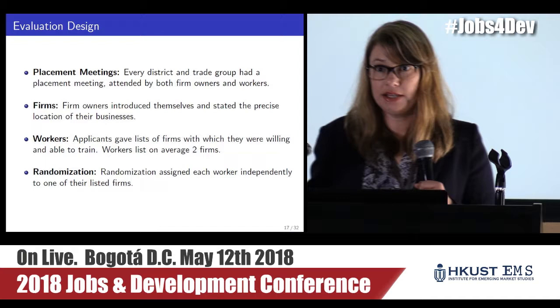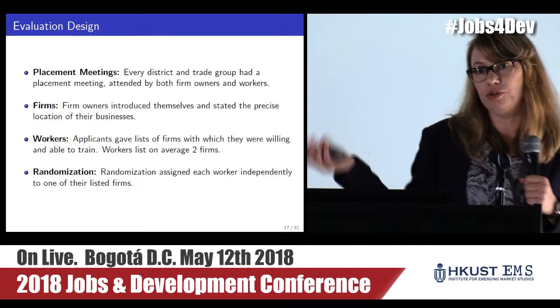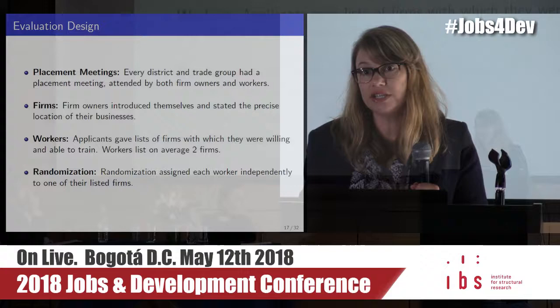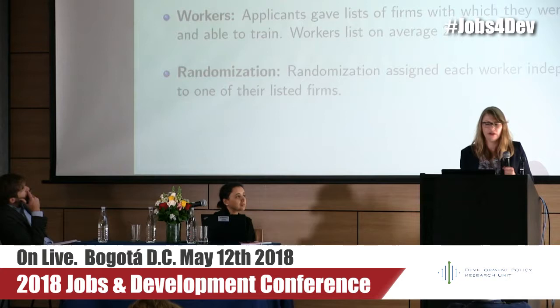And then the firm owners introduced themselves. They said, my name is Jamie, I'm a development economist, I'm from UBC, that's who I am. I work in sub-Saharan Africa. And then the workers provided lists of all of the people that they were willing to train with. So that was a function of geography. It was a function of interest. So if I say I'm a dressmaker and I focus on this type of dressmaking, maybe that's of interest to the worker. It's also just sort of idiosyncratic.